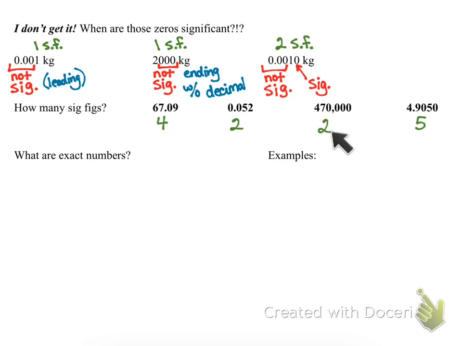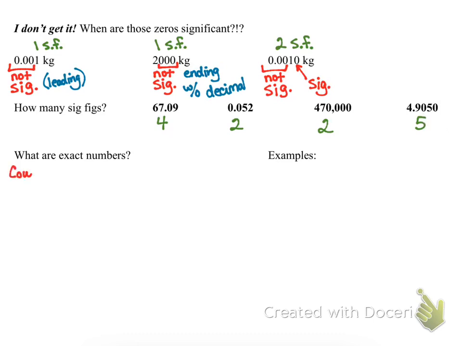We need them in our number, but they're not measured values. Okay, the next one has 2 sig figs, 470,000. Because there's no decimal, all these 4 zeros here are ending zeros. They're just placeholders. And my number just has 2 sig figs. And then the last one, this has 5 sig figs, 4.9050. All the numbers are significant. Because I have a decimal, my ending 0 over here is significant. So they're all sig figs. The only zeros that are not significant are the leading zeros and possibly the ending ones. I call this a sandwiched 0. It's in between 2 other numbers. This is always a sig fig too.